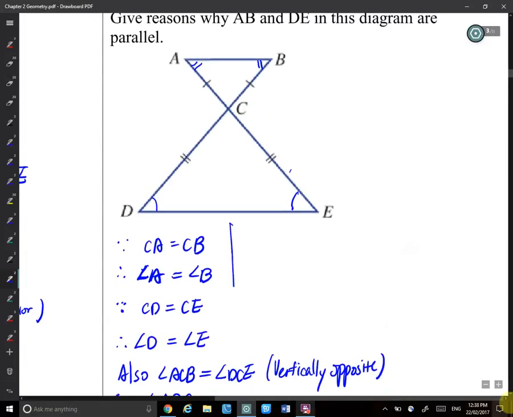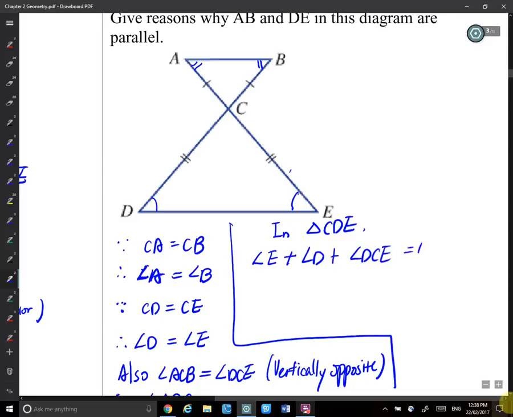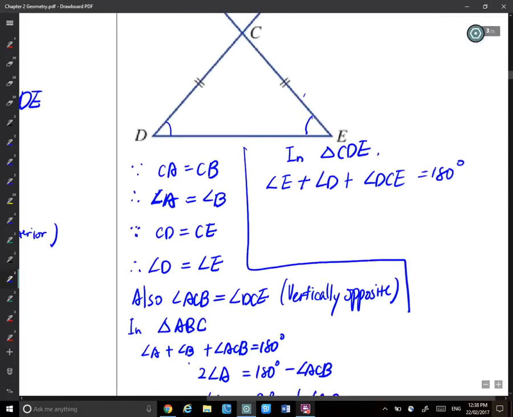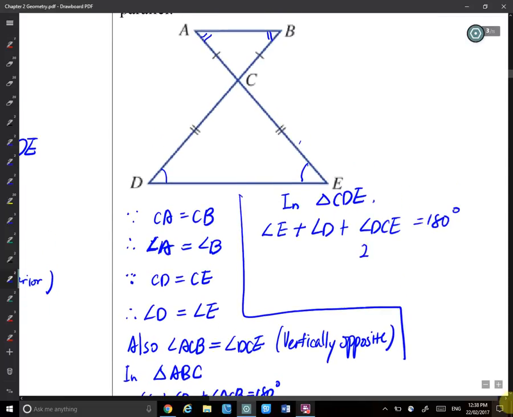Let's keep going here. In triangle CDE, angle E plus angle D plus angle DCE will also equal 180 degrees. Because D and E are equal, so 2 angle E equals 180 degrees subtract DCE. So angle E equals 90 degrees subtract half of angle DCE.